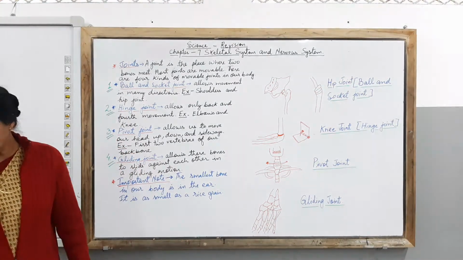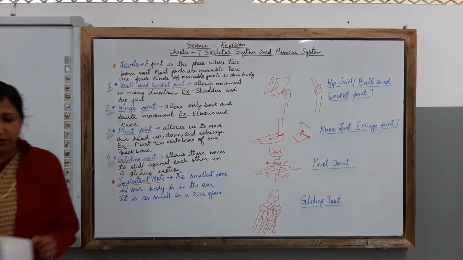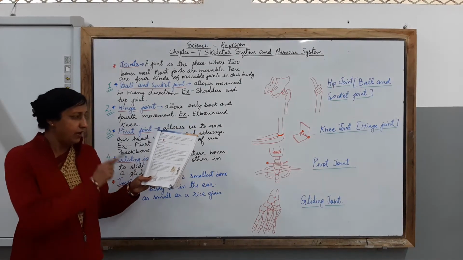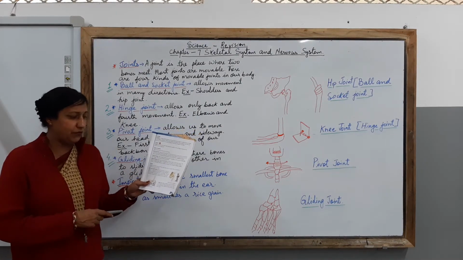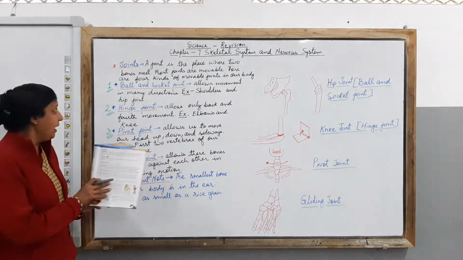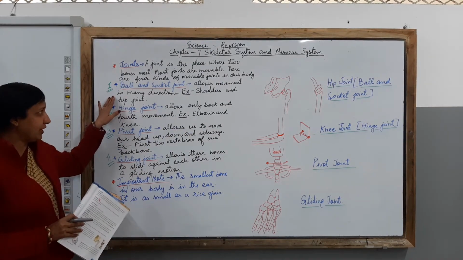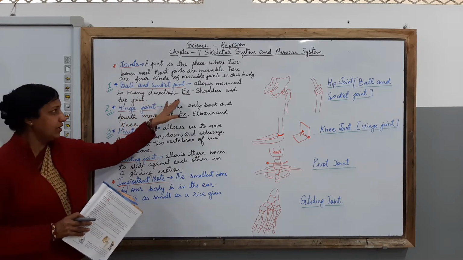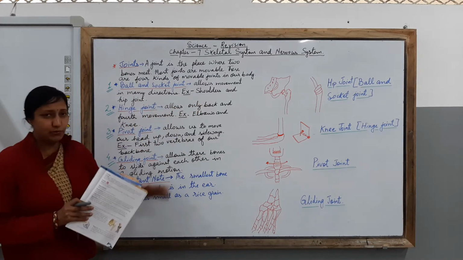And I think you are having your book in your hand. For you to understand, let us correlate the same kind of diagram which I have drawn with the same kind of joint on the board. As I have told you about the ball and socket joint, children, that allows movement in many directions, that is shoulders and the hip joint.